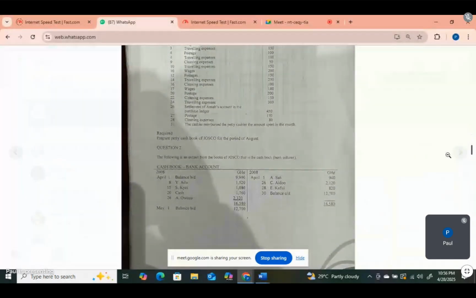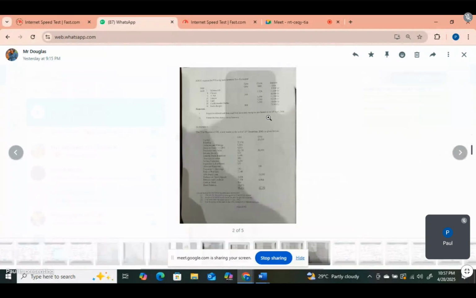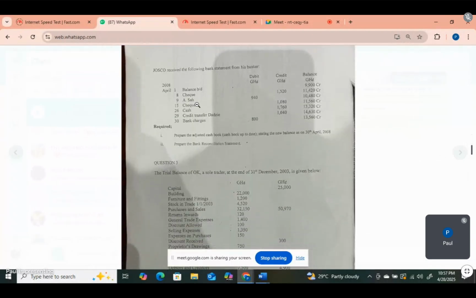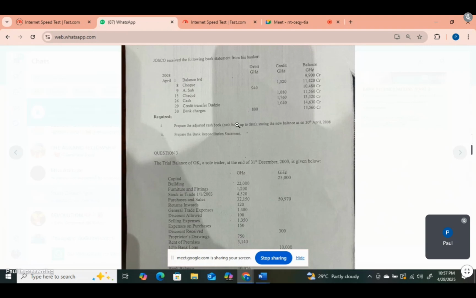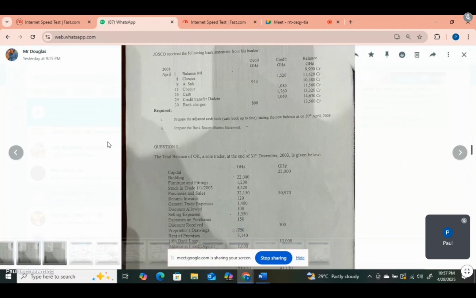Now go into your bank statement. Now look at the naming. You can see bank charges. How much is it? Bank charges 800, right? Good. And I told you that bank charges is what? Bank charges are the charges the bank takes from your account.